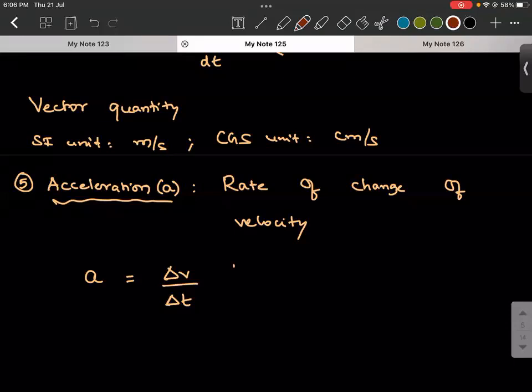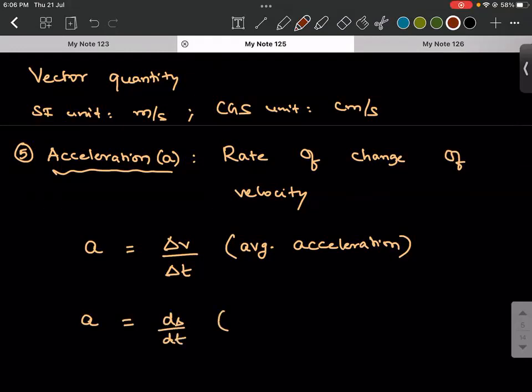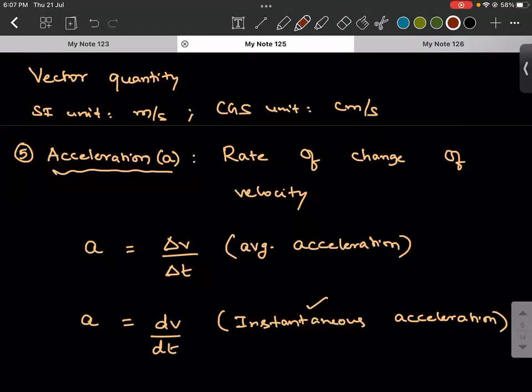Is it clear? So wherever delta comes, what kind of quantity is that? It's called average acceleration. Whereas if you write a is equal to dv by dt, you call it instantaneous acceleration.